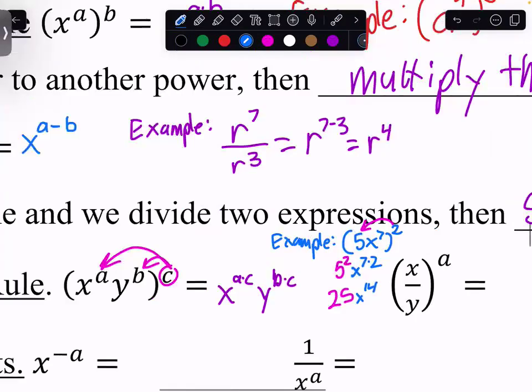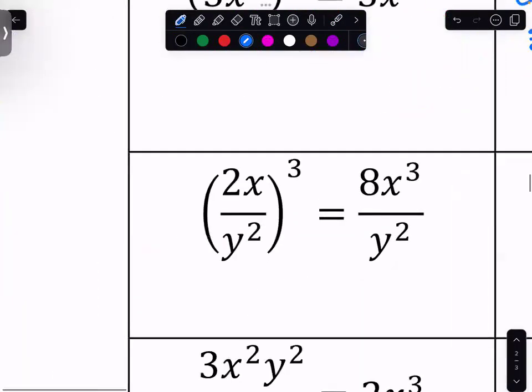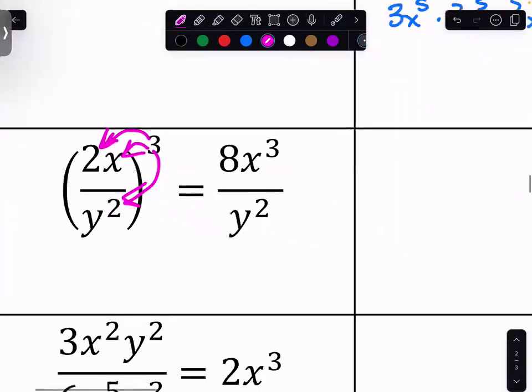Okay, so very much related to this. What if you have a fraction in parentheses? So it seems like I did it right? This 3, I applied it to the 2 to turn into 8. I applied it to the x to turn into x cubed. But it also affects the denominator. It also would go down and change the y squared.